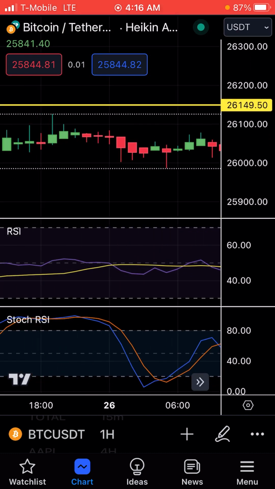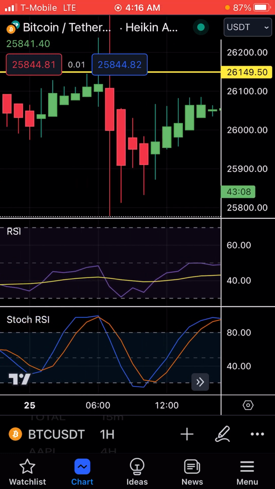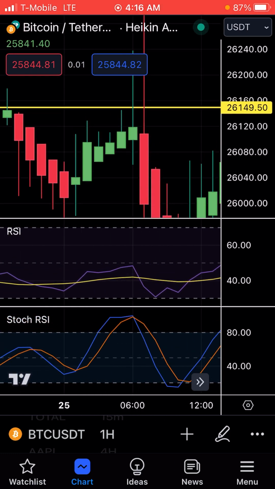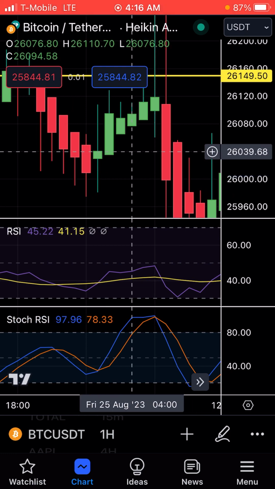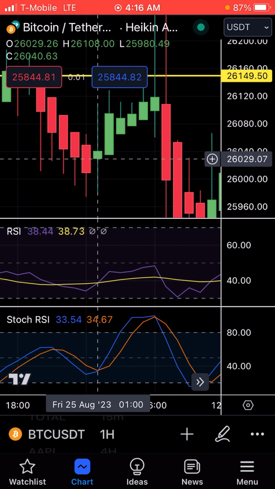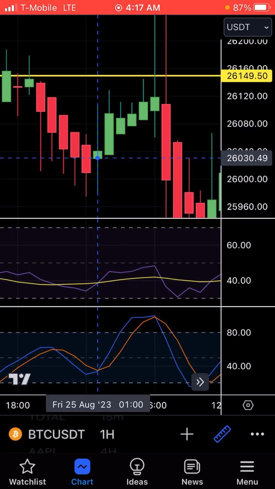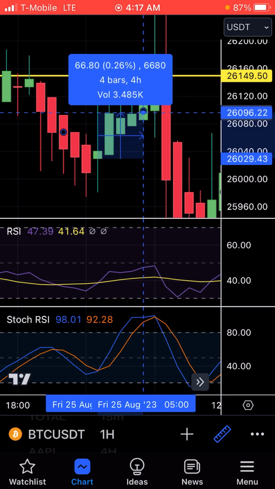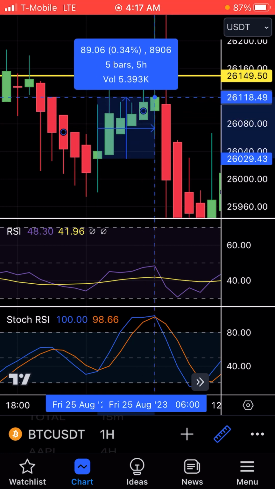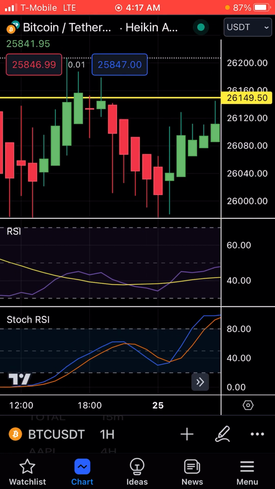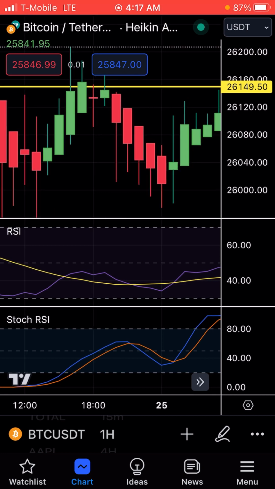So we want to look for an indecision candle. Here's one right here. See, this one's indecision. Doesn't know which direction to go, but if you look at your RSI and your stochastic, you'll clearly see what direction it's going to go, and that's going up. So let's do this one more time, or a couple more times.